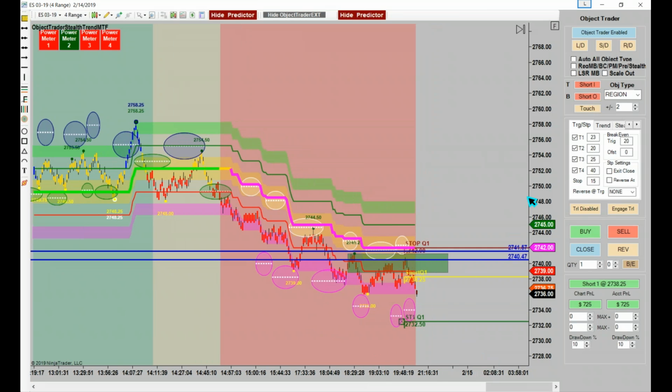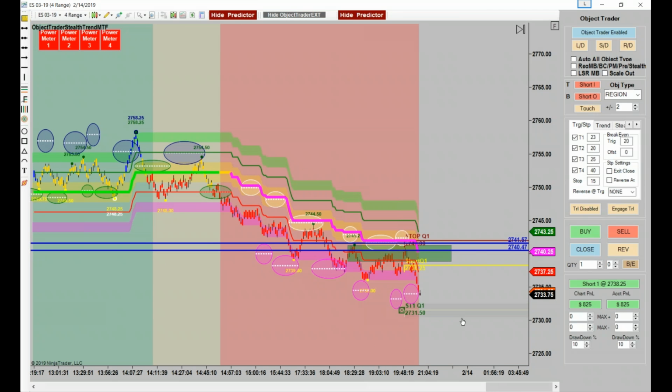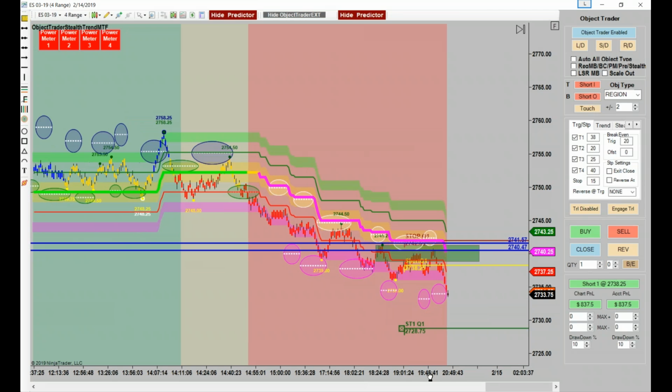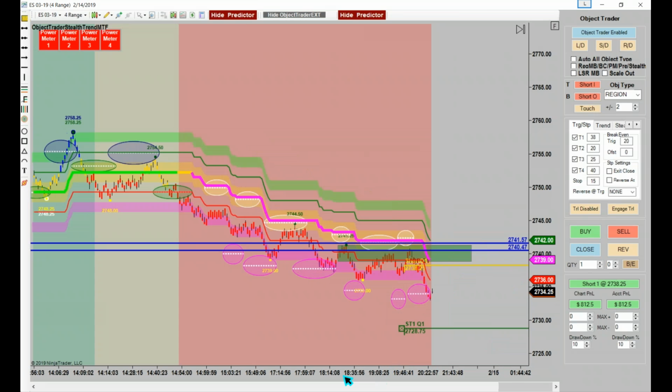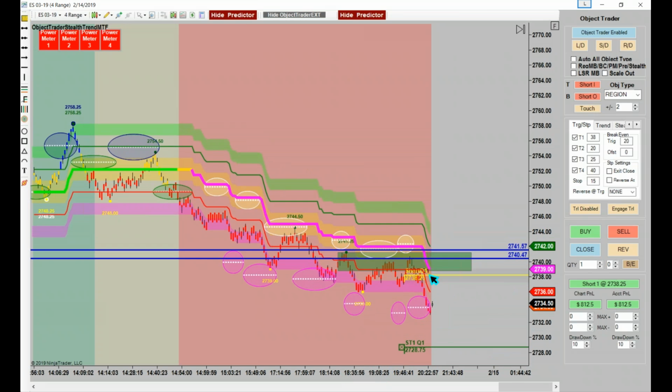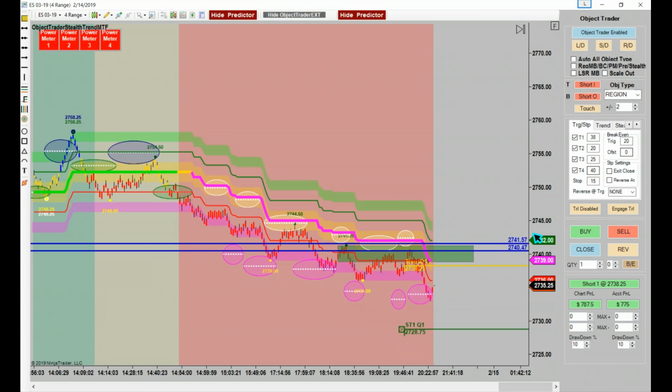Okay, and since we've only got one, we're going to have to ride this. And there, we just went to break even because I have mine set at 20. Okay, so basically that's the way to do these around these mid-bands and everything.